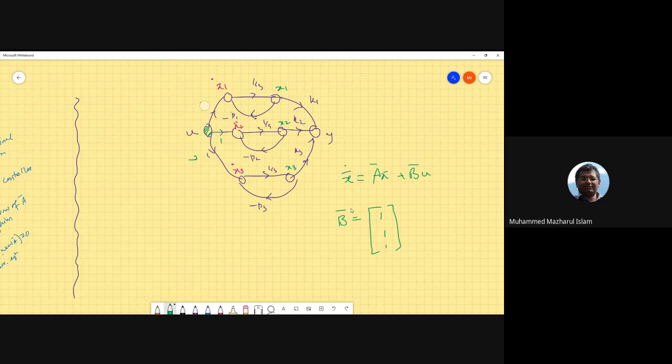If one of the lines were missing, for example, if you had a state which did not depend on u, then this entry would be 0. Therefore, if you find that in a parallel configuration the B vector has a 0 element, then you would possibly guess that this system will not be controllable. But this is not always true.